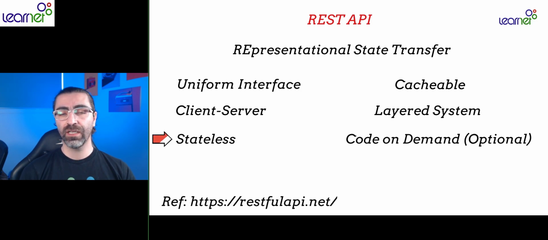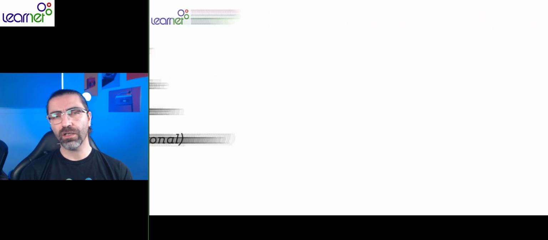in the slide. Amongst all of these 6 principles, we will be digging into 3 of them, which are the main ones. One of them is client server, which is the most important one in my view. And the other 2 are stateless and cacheable. Let's start with client server.